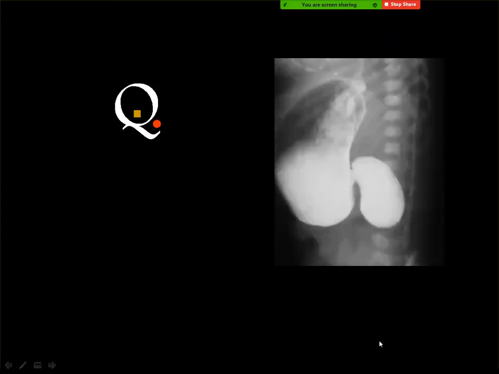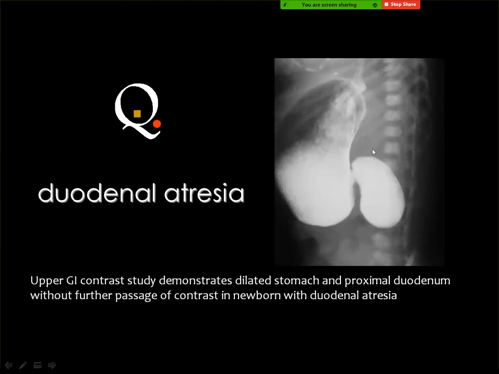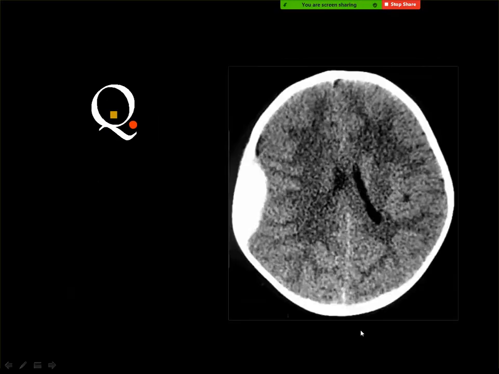Okay. Double bubble, duodenal atresia. Yes, and this is the duodenal atresia, classic appearance by barium.